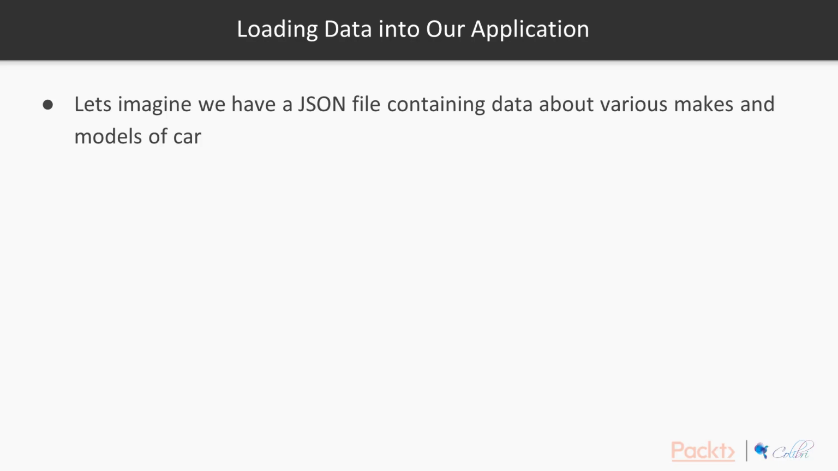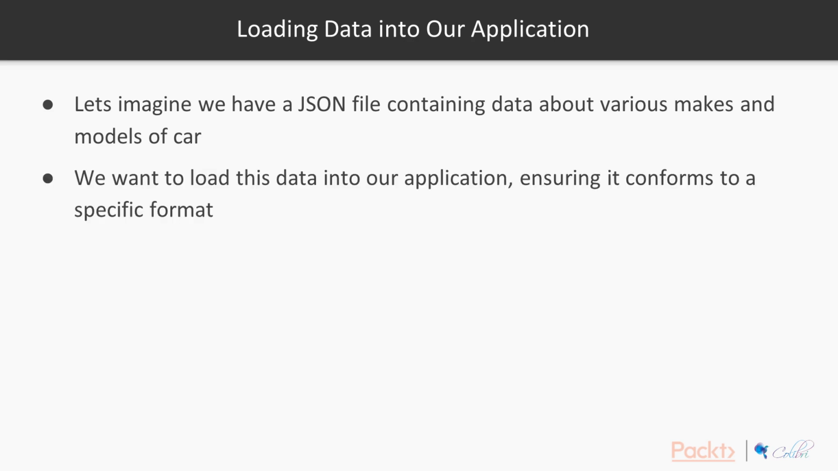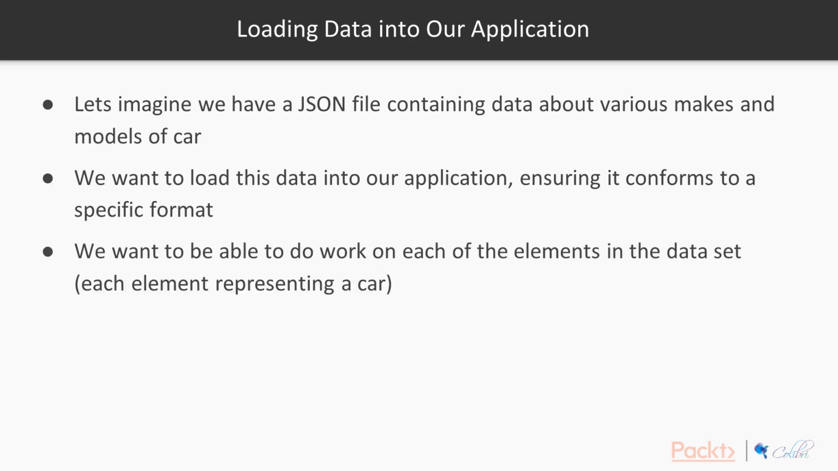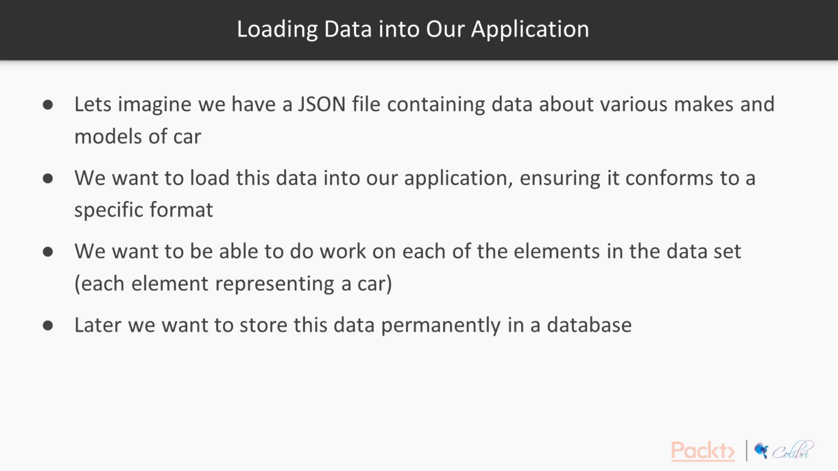Well, let's imagine we have a JSON file that contains information about various makes and models of car. Now, if we recall from the previous video, DynamoDB uses a JSON structure to store its information, and this JSON file that we're going to use is exactly the same format as that. We want to load this data into our application, ensuring it conforms to a specific format. We then want to be able to do work on each of the elements in the dataset, with each element representing a car. Later, we want to store this data permanently into a database.